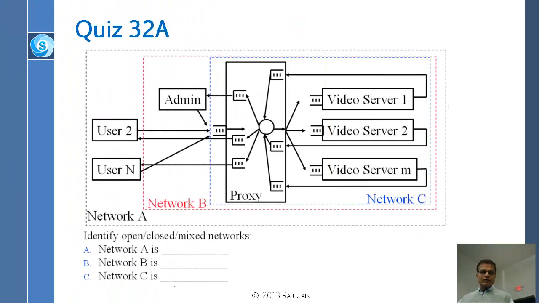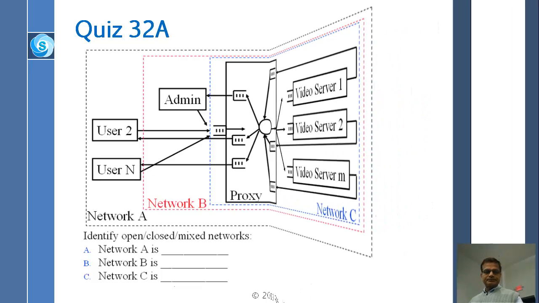Before I go to the series networks and more of the product form networks, here is a quick quiz for you to check that you understand what we have done so far. There is a system here in which I have drawn three different boxes: blue, red, and black. I want you to find out whether the blue one, network C, is open or closed, whether network B is open or closed, and whether network A is open or closed. Just write down your answer there. All right, I'm going to move on to the answer.